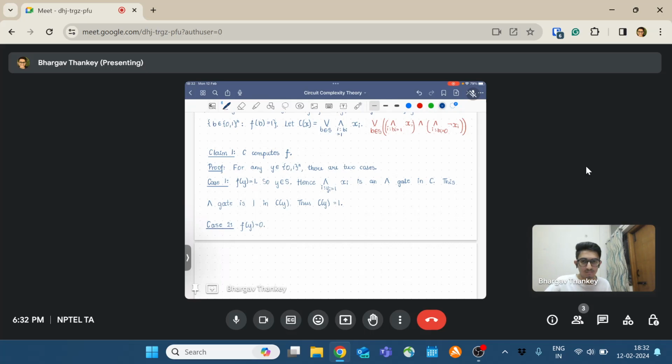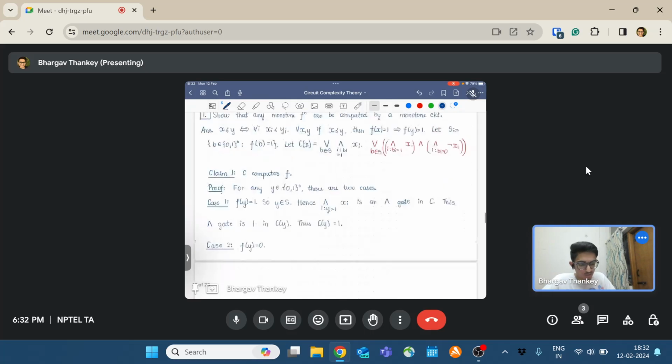Could you give some hint about the argument? It's by contradiction. Suppose we assume y was in S, then at least one of the gates would output one. No, y is definitely not in S, given the definition. S is just f inverse of 1.